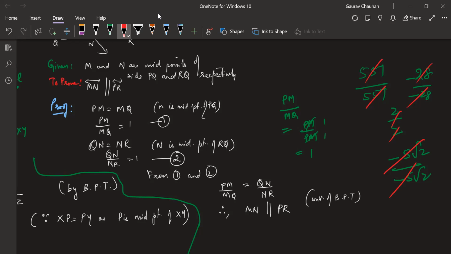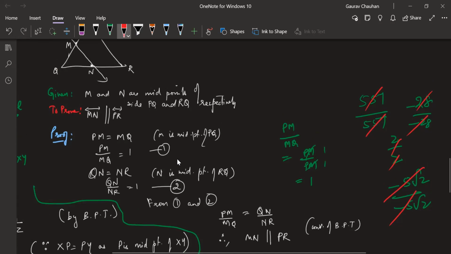Sir, I did not understand. What is it that you're not understanding? Tell me. This thing I understood, sir. But like PM equals to MQ, she went directly to MQ. PM by MQ. This is okay. Let me, okay. See, there are two ways of looking at this.